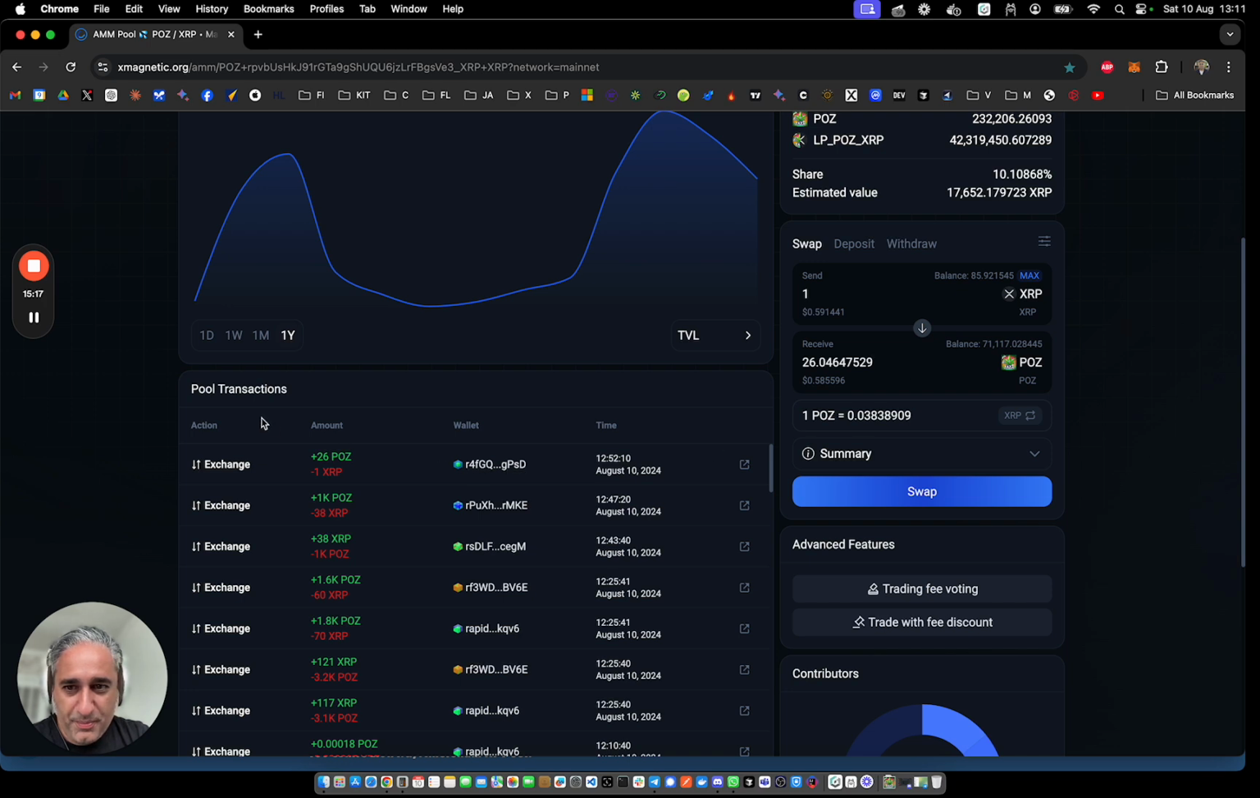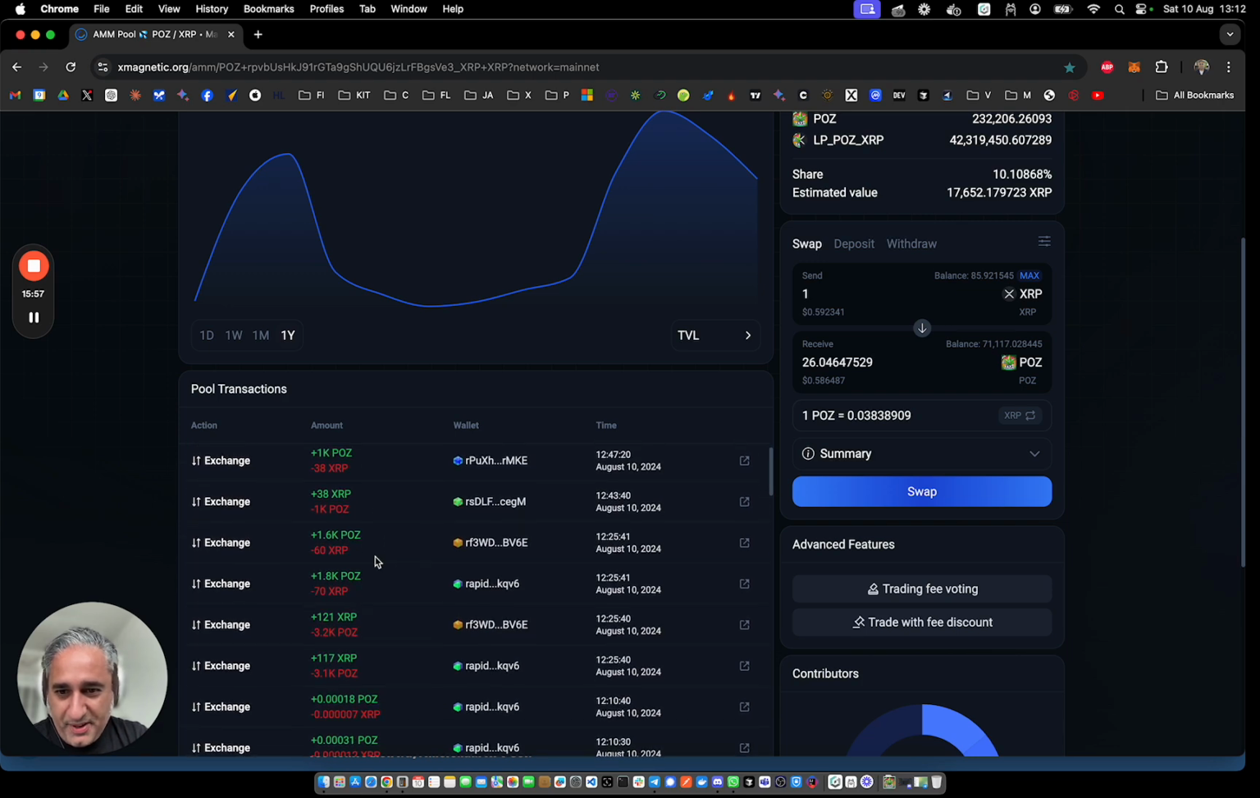Let's do a swap, because then you can see how to read these numbers. Well, I did one earlier. I essentially put 1 XRP in. So what this is showing in terms of pool transactions is that this address has sent 1 XRP. So the balance of this address has gone down by 1 XRP, and it has received 26 POS. So if you see these transactions where you see a negative XRP number, that means that someone is swapping XRP into the pool and taking POS out.